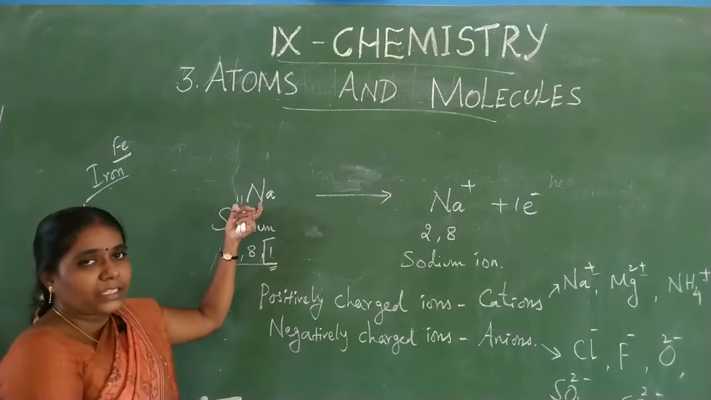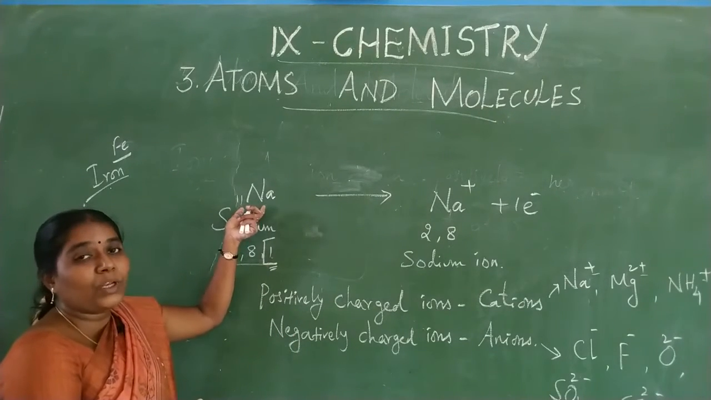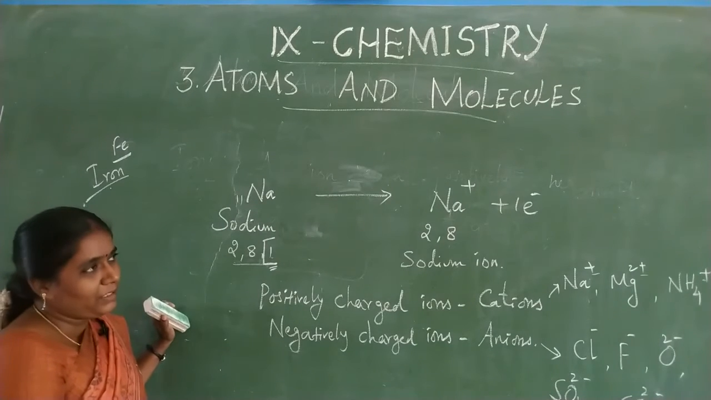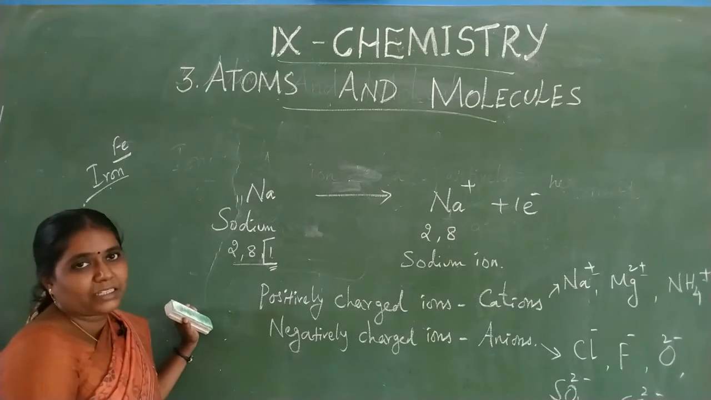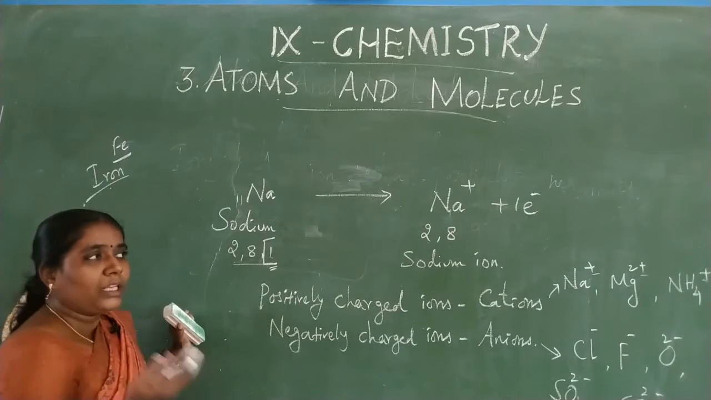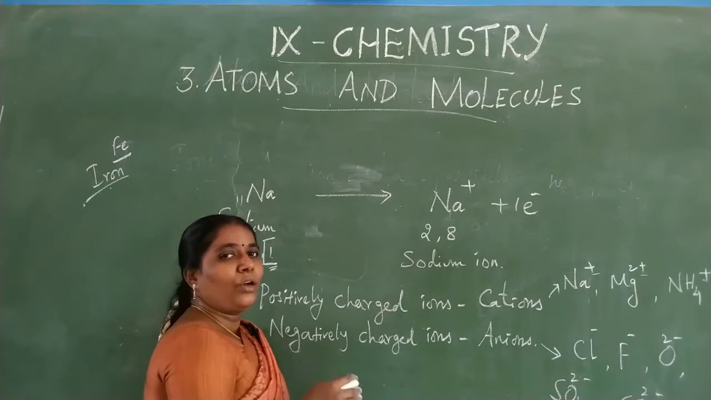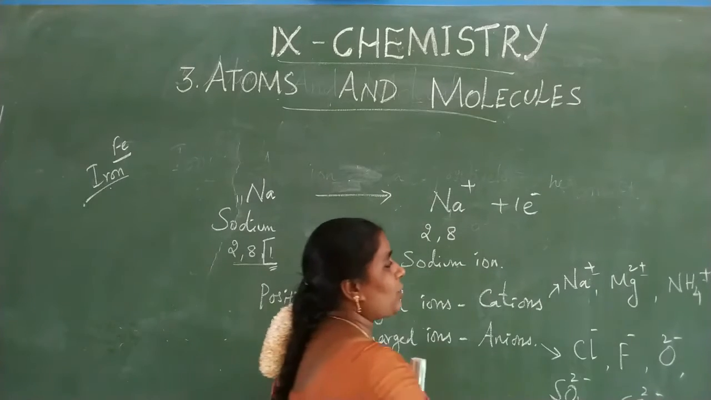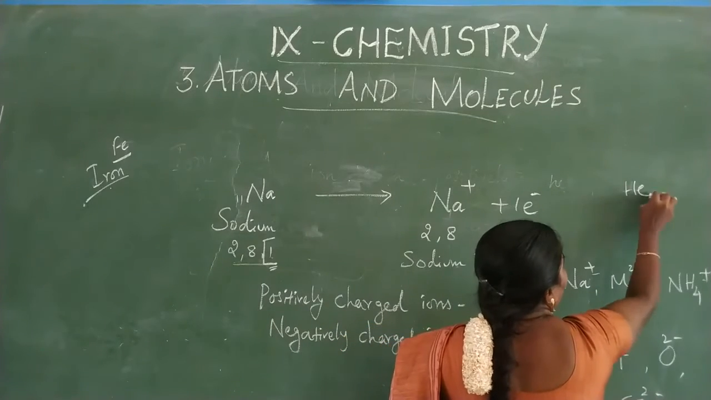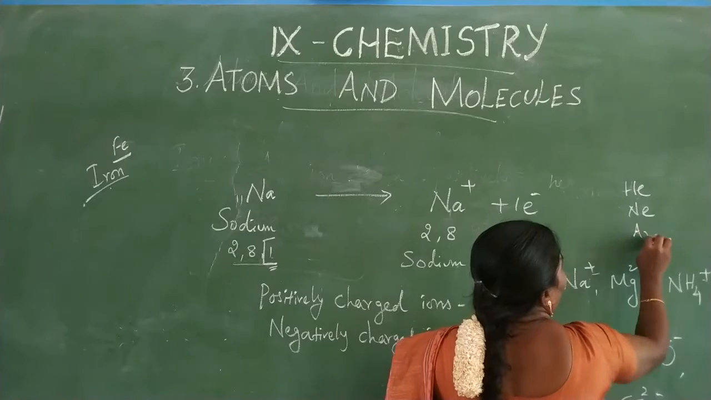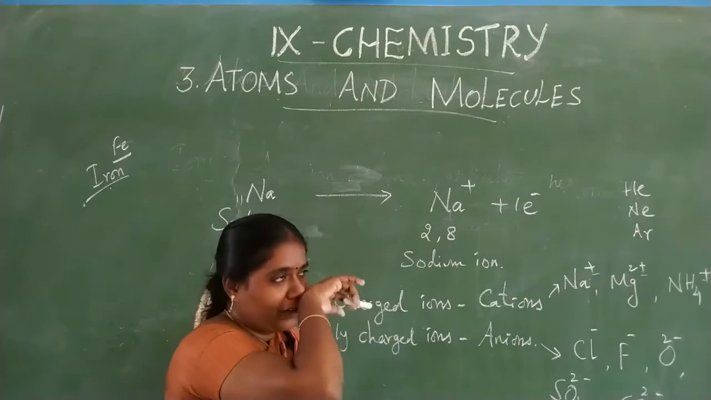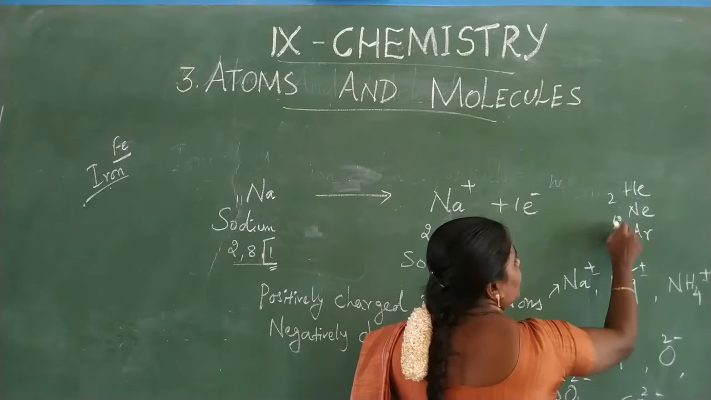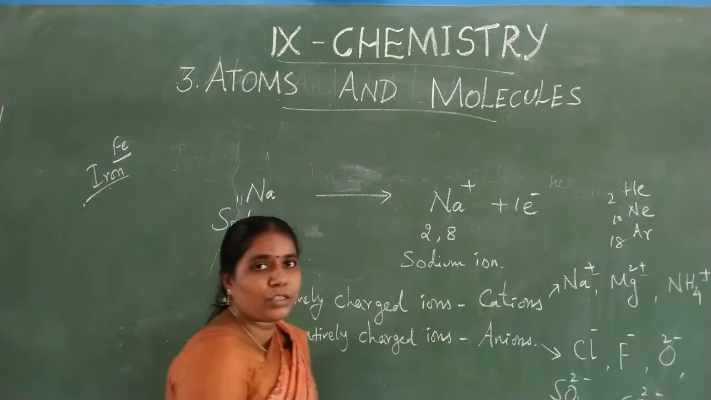Just listen, this is sodium metal. Generally metals will lose electrons to attain a stable state. Why is it going to attain a stable state? You know that in nature we have noble gases, that is rare gases, like helium, neon, argon, krypton, xenon, radon. These are called the rare gases. The atomic numbers of these gases are 2, 10, 18 and so on.